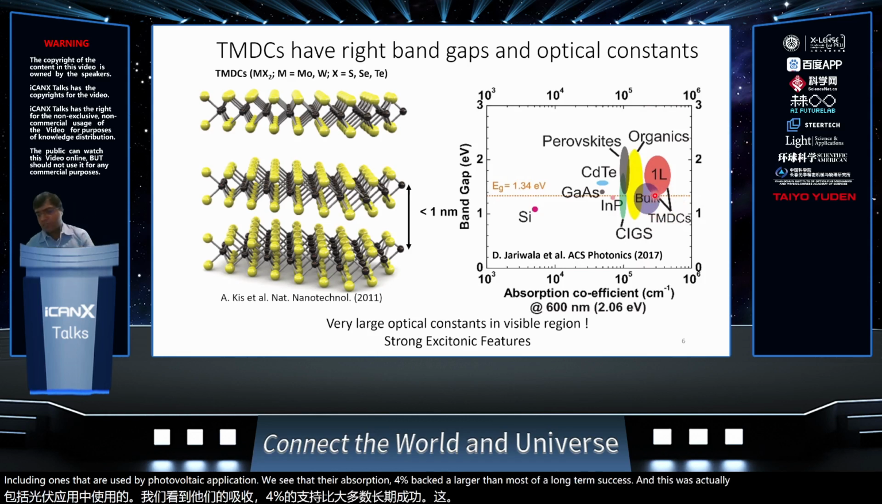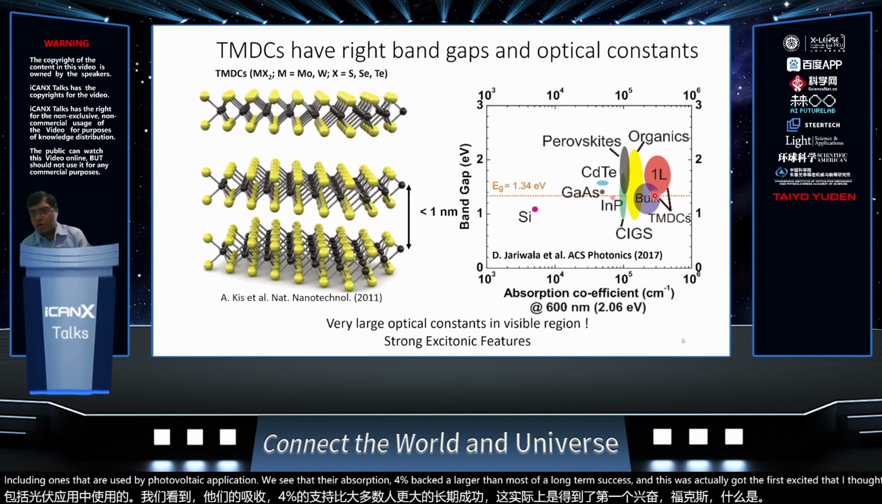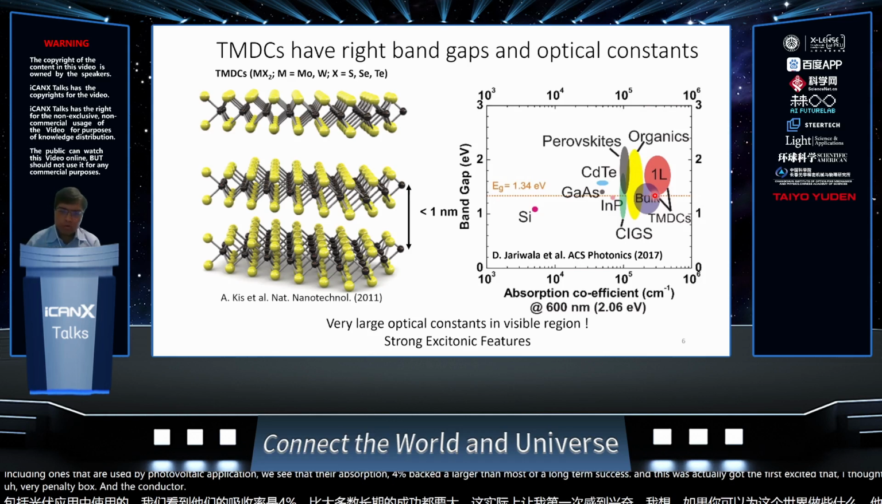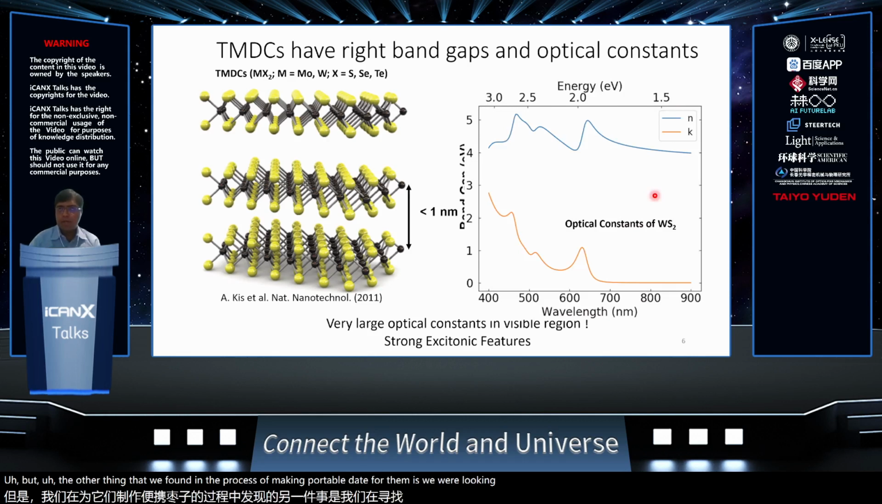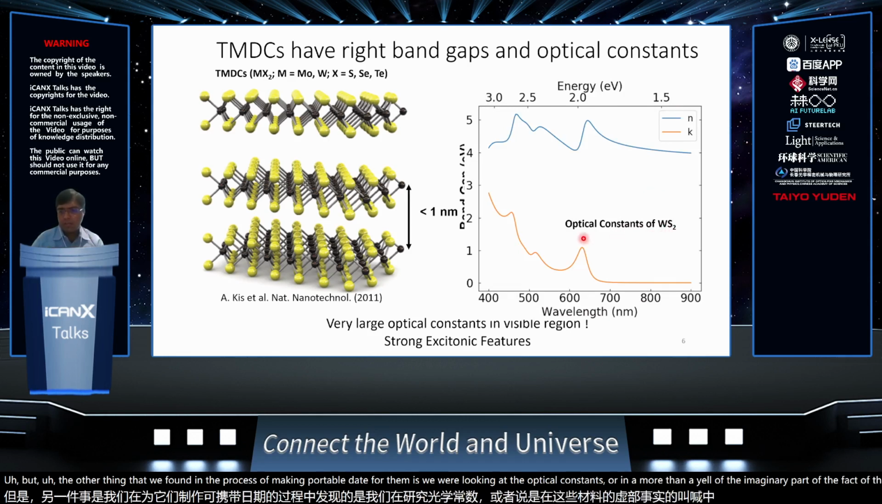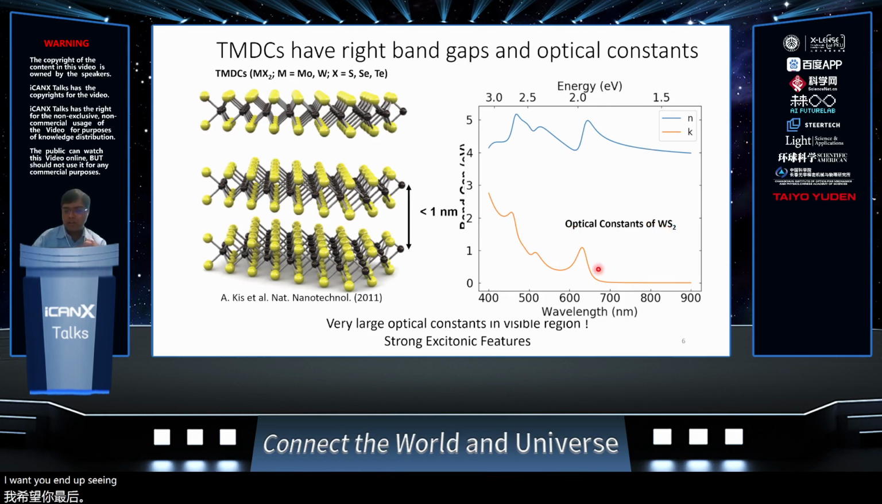And this first got us excited about the idea of making photovoltaic devices out of these very thin excitonic semiconductors. We did a lot of research on it, and it's a fairly well-established idea now. But the other thing that we found in the process of making photovoltaics from them is that we were looking at the optical constants, both the real and imaginary parts of the refractive index of these materials. Here, for example, is the n and k of bulk WS2. What you end up seeing is that even for bulk WS2, the optical response is quite wiggly, which means it's dominated by excitons, as I was explaining in the previous slide.